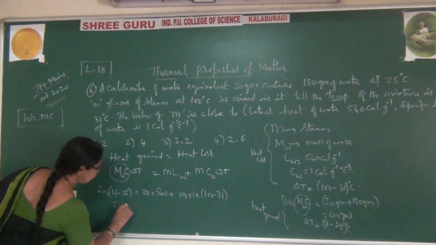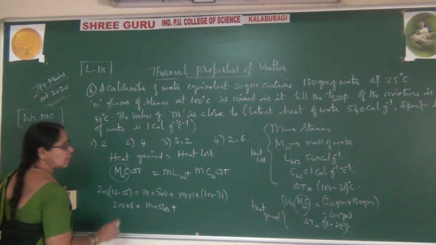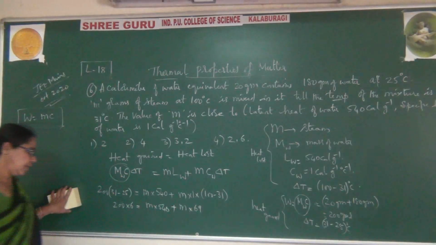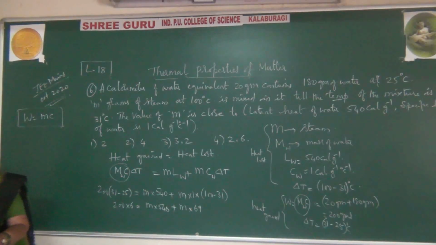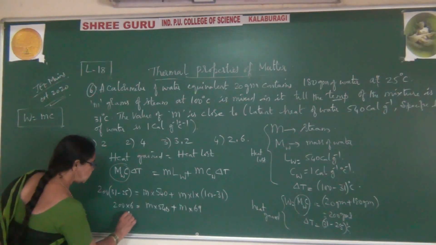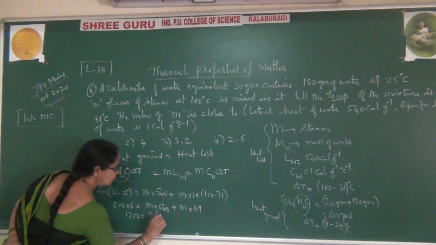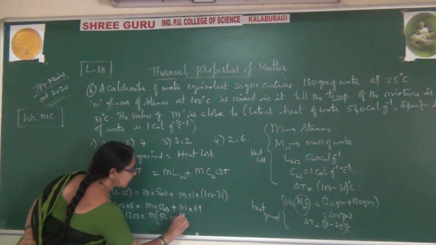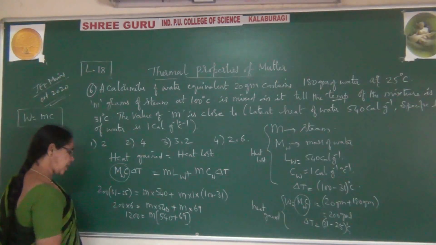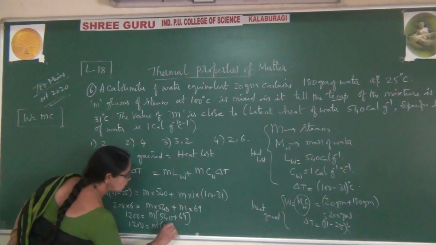This becomes 200 into 6 is equal to m into 540 plus M into 69. 100 minus 31 is 69. Here 540 and 69 are there. So 200 into 6 is 1200. This is M, which becomes 540 plus 69. I will take this in the bracket. 540 plus 69 means 609. So this becomes 1200 is equal to M into 609.